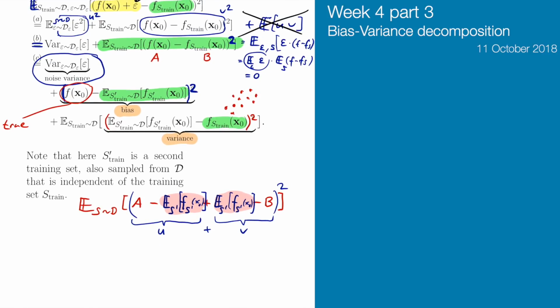And yeah, there's nothing to do actually. We've already done the a minus this. So my u is exactly my bias. U squared is the bias. V squared is the variance.